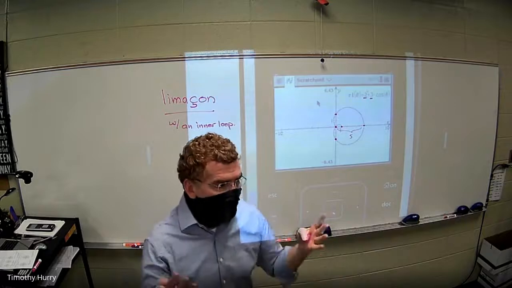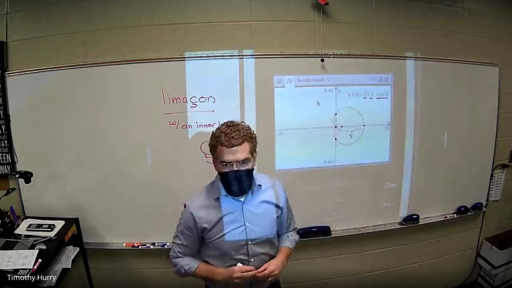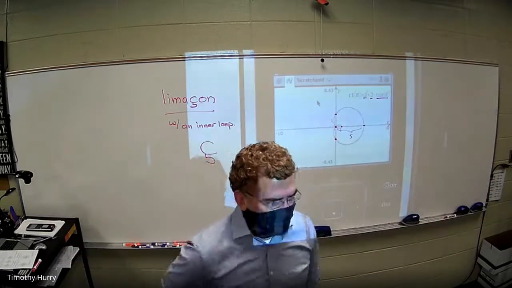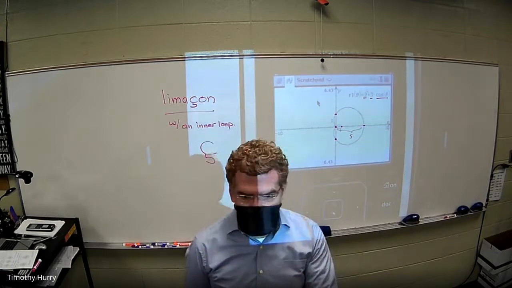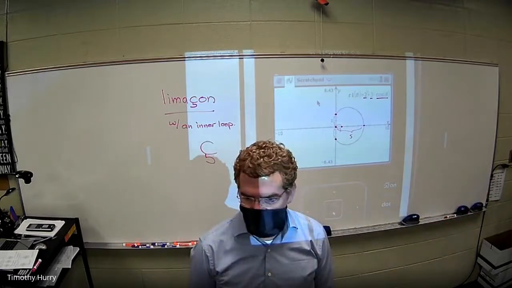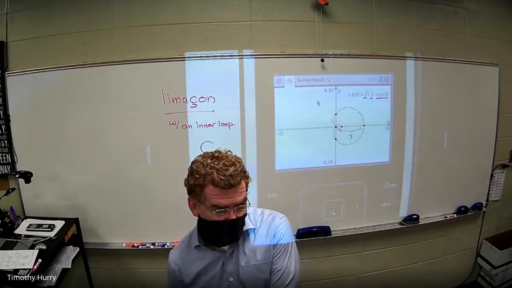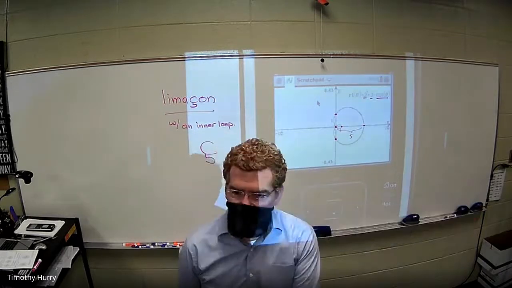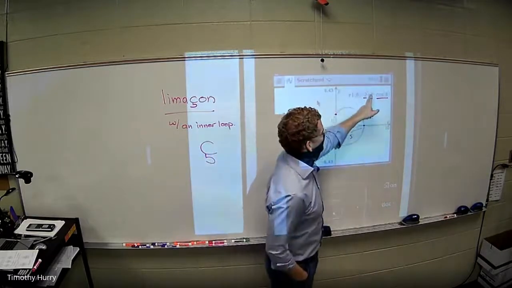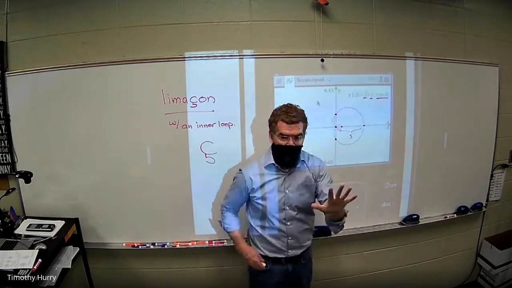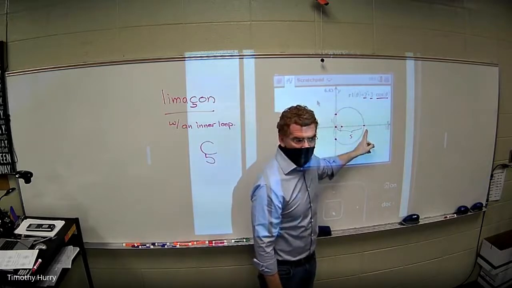What is the biggest possible value that cosine can be? The biggest value you can get from cosine? 1. Smallest is -1. And when is cosine its absolute biggest? When is cosine 1? At 180, it's -1. At 0, it's 1. So doesn't it make sense if cosine is its biggest value, which is 1, then 2 plus 3 times 1 would be 5 at 0 degrees? There you go. Are you with me?